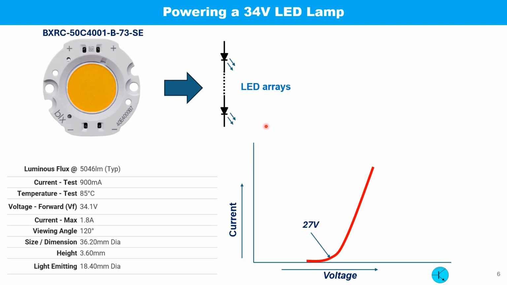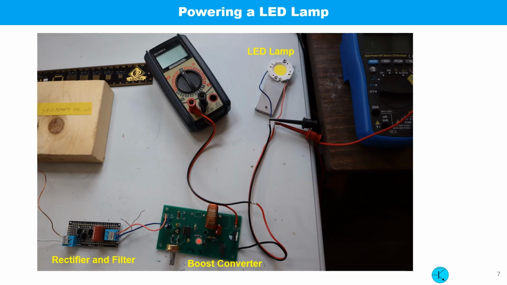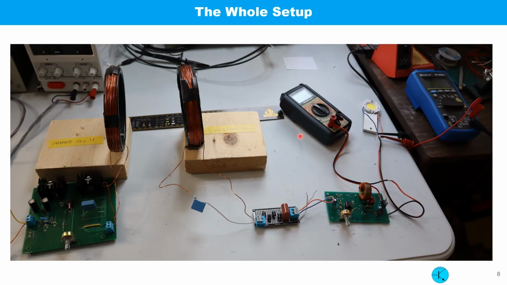I am going to drive a 34 volt LED lamp. Inside this lamp, tens of small LEDs are connected in series and in parallel. It needs at least 27 volt just to give a faint glow. To get higher brightness, we need 30 volt across the LED lamp. The rectifier and the boost converter are connected with the LED on the secondary side of the coil. The whole setup is shown here. I am using a voltmeter and an ammeter to measure voltage and current of the LED.